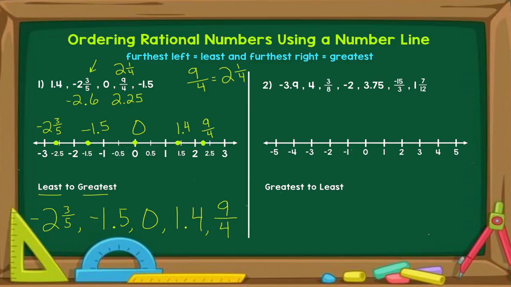Let's move on to number 2, where we have -3 9/10, 4, 3/8, -2, and 3 75 hundredths, -5/3, and then 1 7/12.